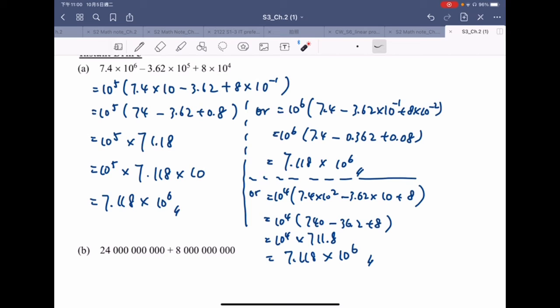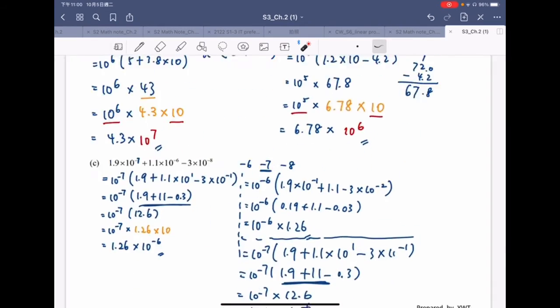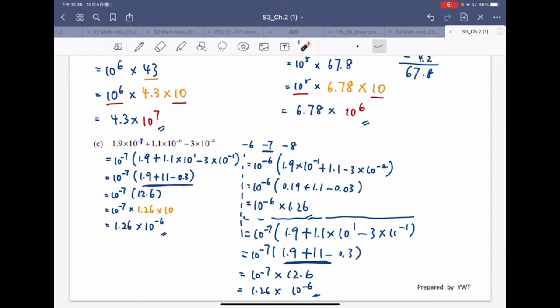Okay, so the answer is 7.118 times 10 to the power 6. Of the three methods, actually this one is a bit faster. And this one we see is actually taking out the greatest one, the greatest index. So if we go back to C, we actually see this one is the better way.